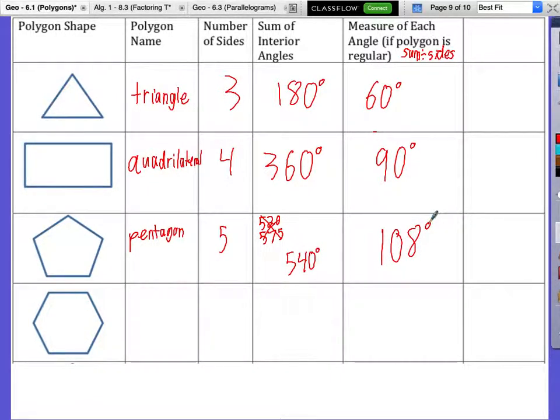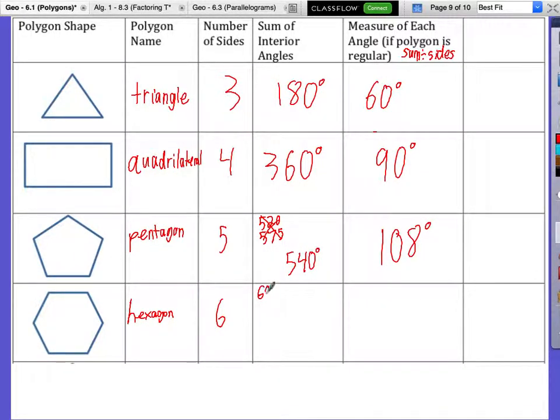Okay? So for the next one, 6 sides. This one's hard. Raise your hand if you have that. Kylie and Kennedy, and then Nick and Julia. So what was the name of this one? Hexagon. 6 sides. What did you guys get for the sum of the angles? I got 690. Okay, 690.